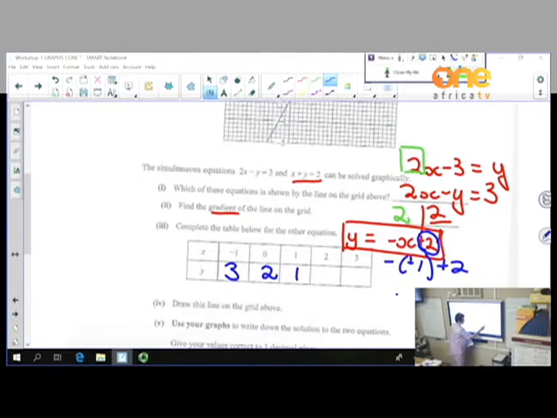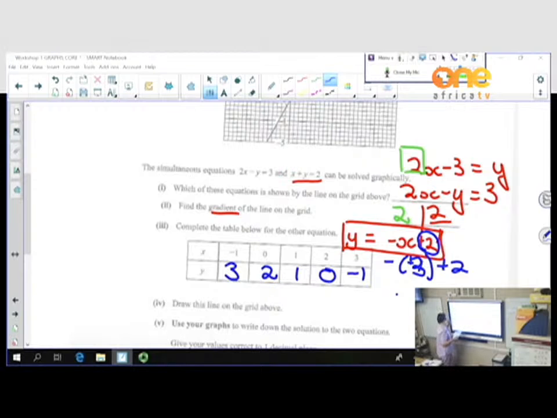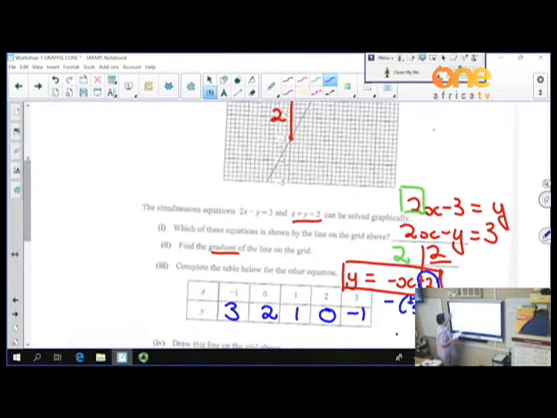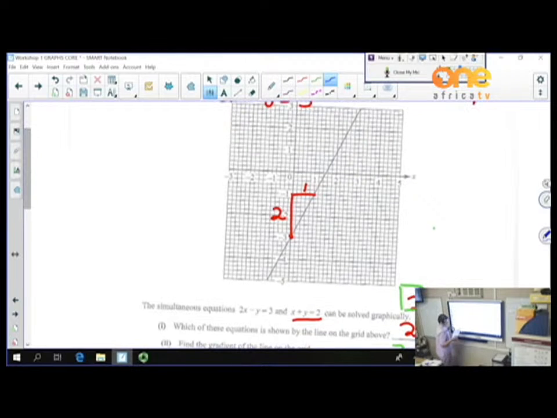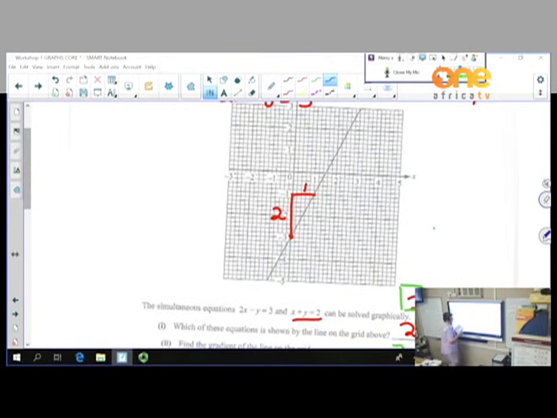If we substitute a 2 in there, negative 2 plus 2 is 0. And if you substitute the 3 in there, negative 3 plus 2 is negative 1. So we must make sure that our table is correct to draw it. So now we're going to draw the line on the grid.